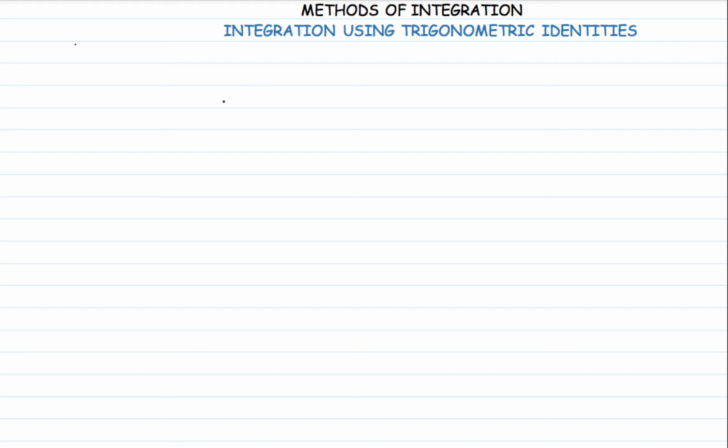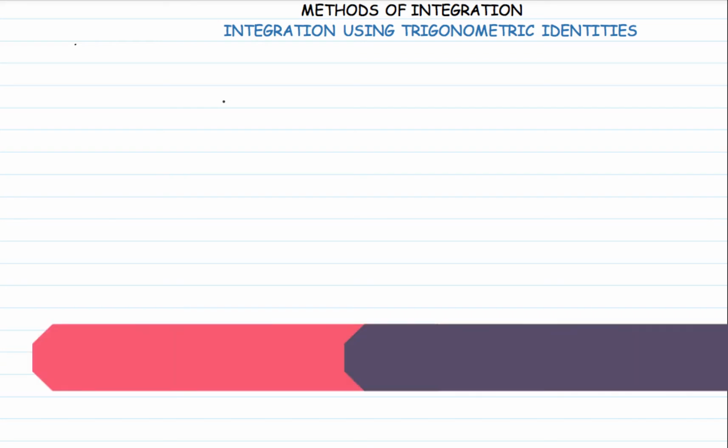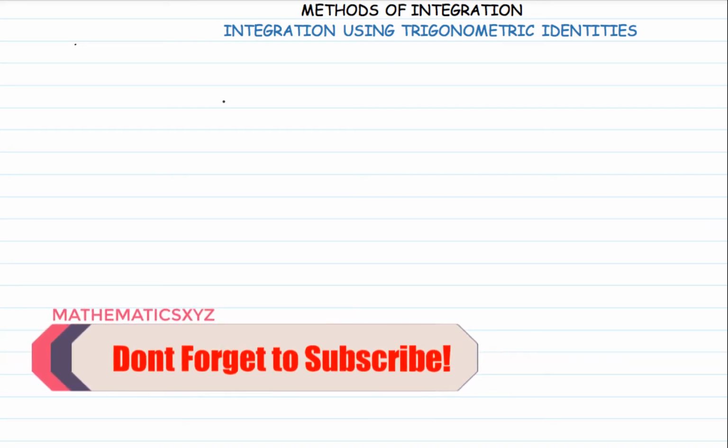Welcome. Continuing integration using trigonometric identities, we have seen why we use this kind of integration, and we have also seen some of the basic trigonometric identities. Now, we use these trigonometric identities whenever we cannot apply u dv directly and we have two trigonometric functions that are multiplying with each other. In that case, you cannot apply the other forms. So what do we do here in trigonometric identities?